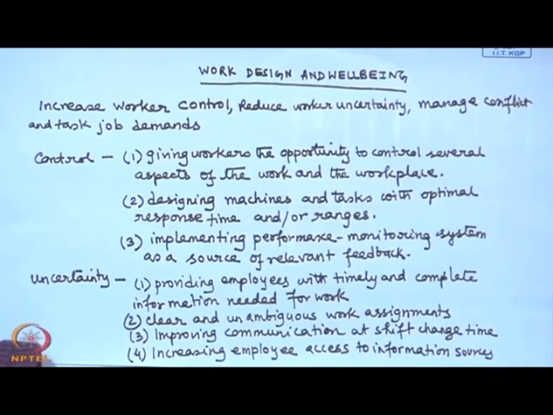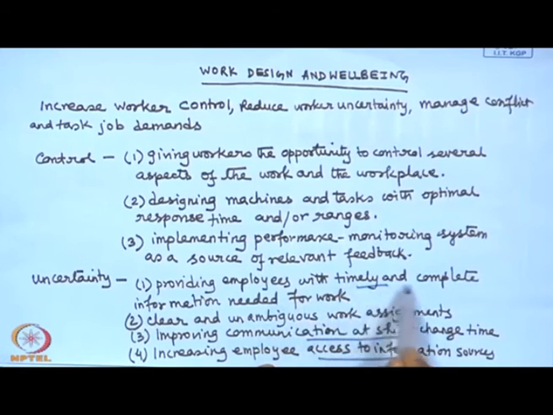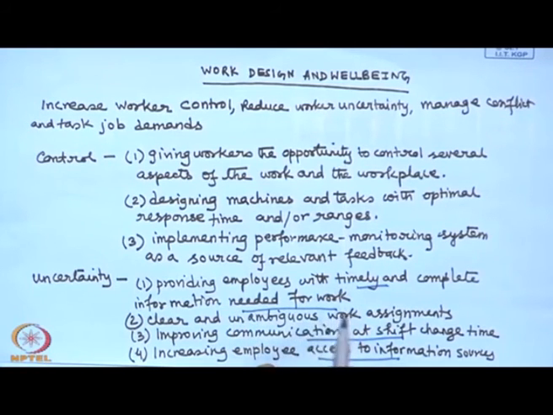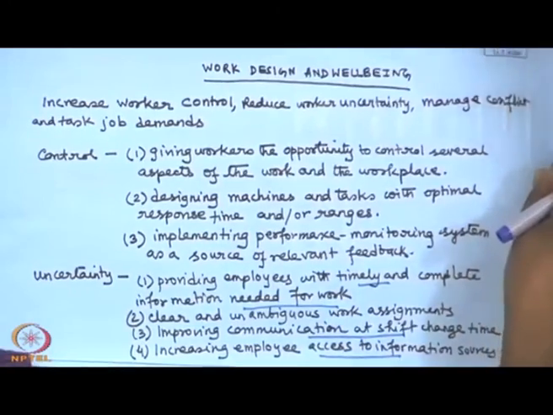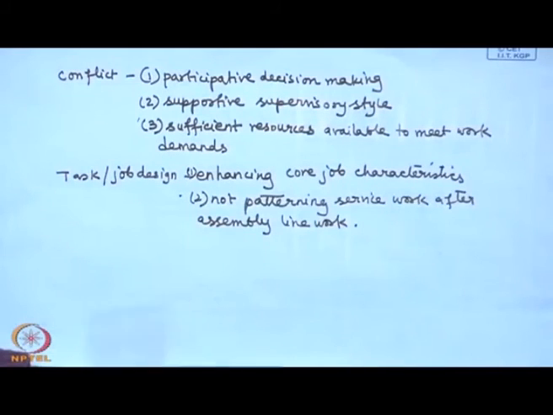Now, if all these things are there, especially communication at shift change time and access to information sources, and proper, timely and complete information needed for the work, then this will reduce the uncertainty, and if the uncertainty is reduced, the stress level gets reduced also. So next, how we can reduce conflict here is participative decision making, a supportive supervisor style and sufficient resources available to meet work demands.